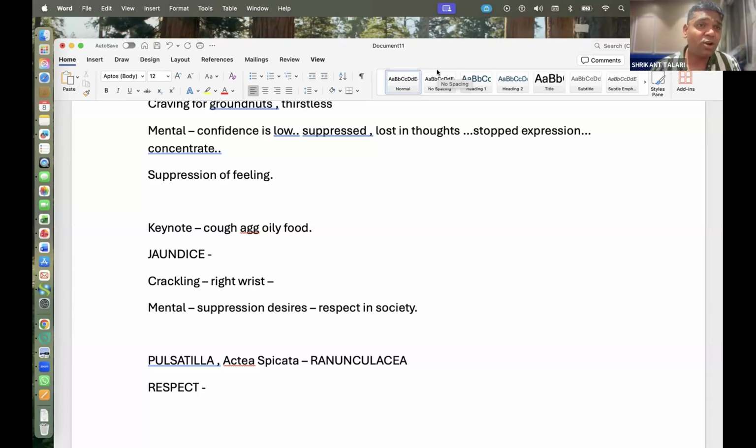If jaundice does not improve, if the seat of disease does not improve, that means my remedy is not deep enough. The most superficial symptom in this case is cough. The second, deeper symptom is jaundice, but the deepest is crackling. So actually all these three symptoms should improve.